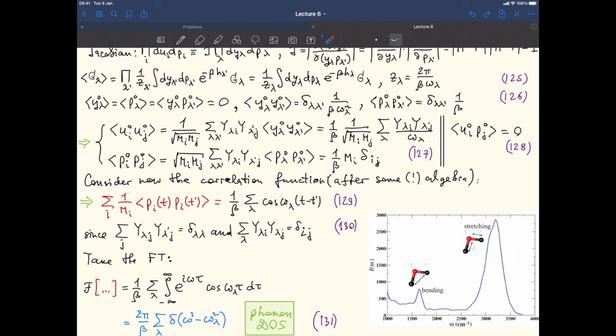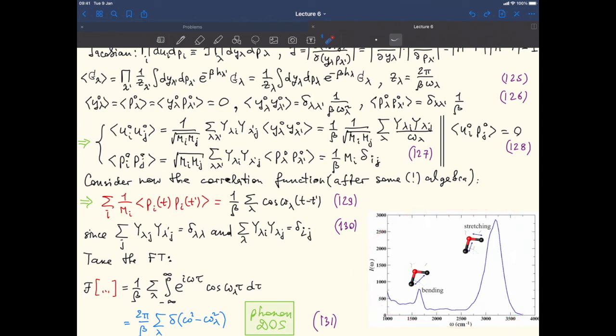That means that in order to calculate the vibrational frequencies of our system, one can actually run molecular dynamics simulations and calculate the Fourier transform of the momentum or velocity autocorrelation function, and the peaks in that distribution over omega would give you vibrational frequencies. And this is an example of that calculation here.